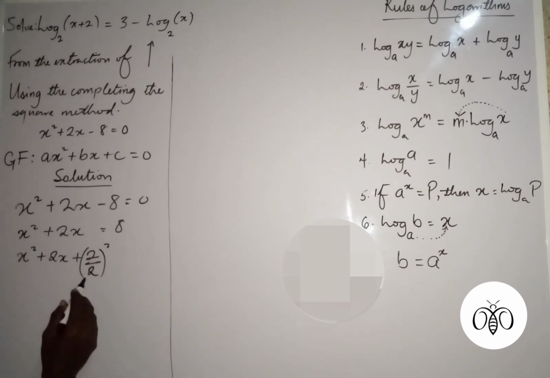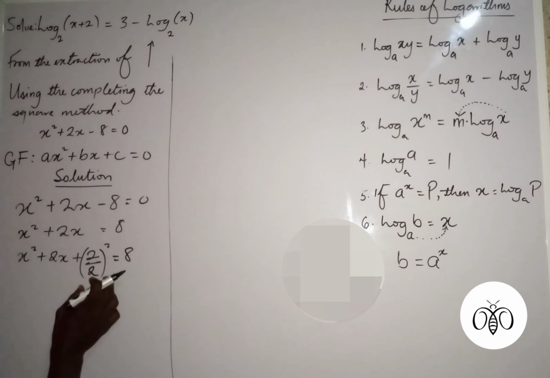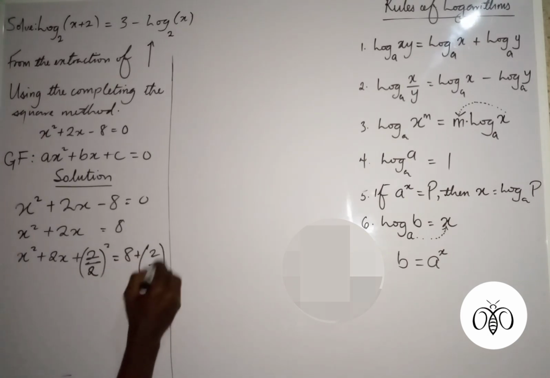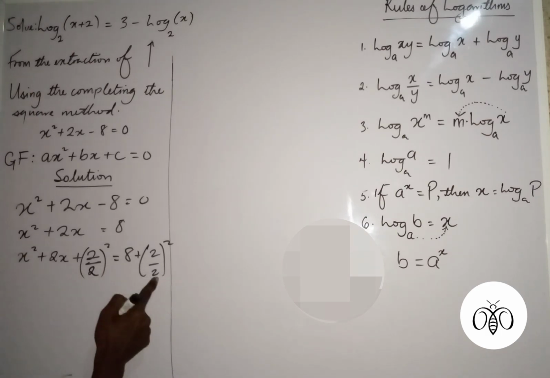Now we will not only add it here, because it was not part of the equation. We are introducing it, so this equals 8. The same thing will be written here, plus 2 over 2, then we square it, because this was not there before we introduced it. Since it is an equation, we need to introduce it at this side and this side also.